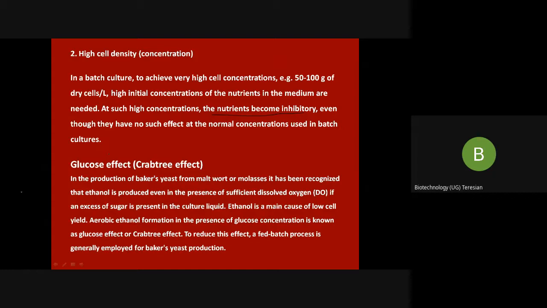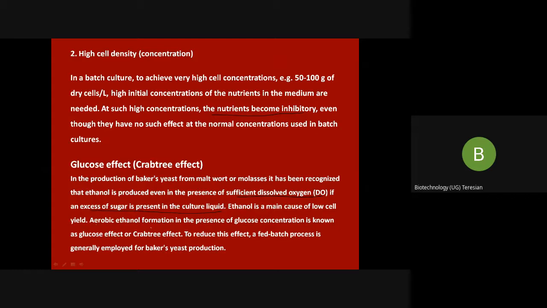You can see this in the production of baker's yeast from malt wort or molasses, which is a product of sugar cane waste. It has been recognized that ethanol is produced even in the presence of sufficient dissolved oxygen if an excess of sugar is present in the culture media. So if sufficient dissolved oxygen and excess sugar are present with baker's yeast, ethanol is produced. The important point here is that ethanol is the main cause of low cell yield.